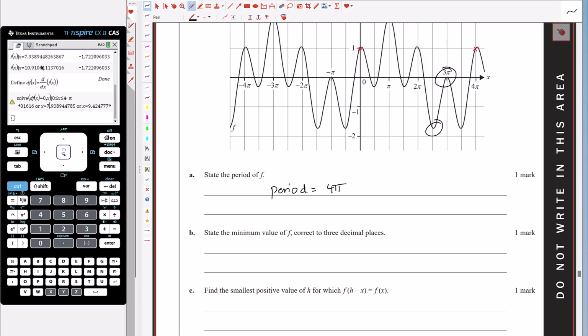It's a 1 mark question. I'm just going to write that value down. So the minimum value of f is negative 1.722 to 3 decimal places.